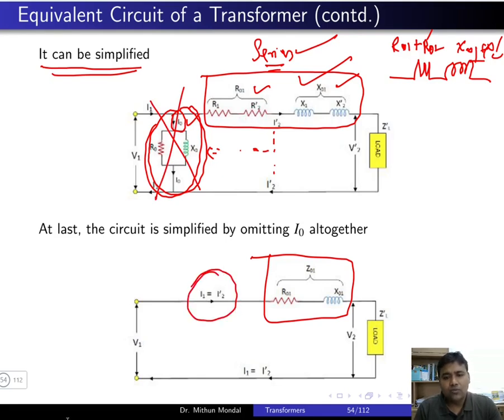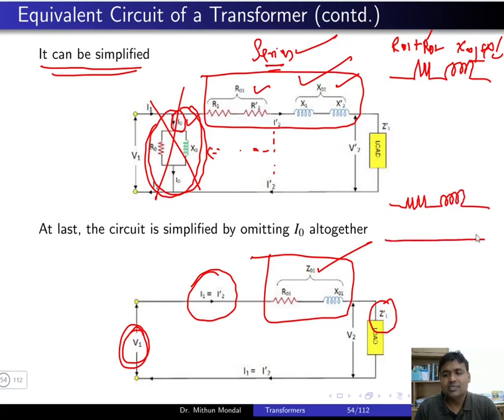So whatever the current was flowing, this is the most approximate equivalent circuit of the transformer, which has a voltage V1 on the primary side of the transformer and the load ZL dash on the secondary side of the transformer. So you basically have the impedance Z01 on the primary side of the transformer. The most approximate equivalent circuit of the transformer generally includes a resistance and a reactance in series with the transformer.